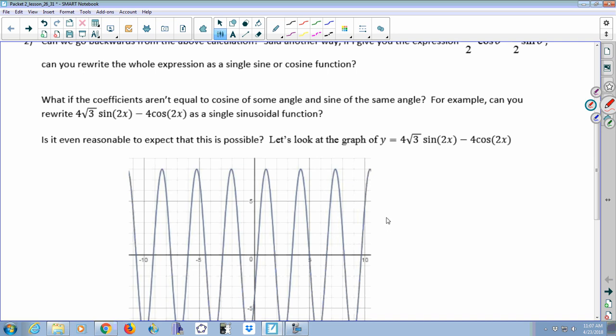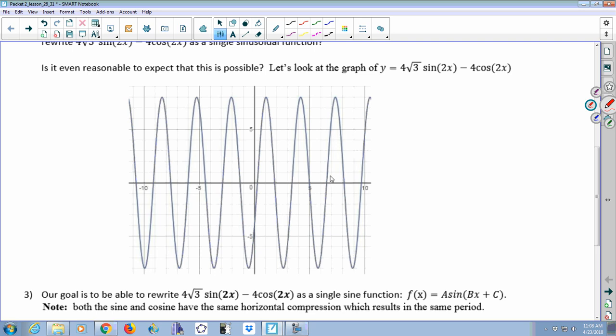So the first question that should come to your mind is, is it even reasonable to assume we could take something like this, that has a sine and a cosine function in it, and find a single sinusoidal function? If you put this into your calculator or GeoGebra or Desmos, this is the graph that you see. Clearly you say, maybe my amplitude is stretched or compressed, but I definitely can see this as a sinusoidal function.